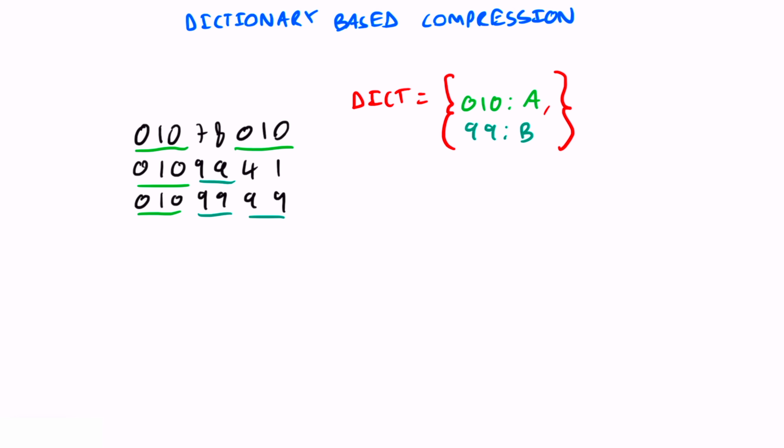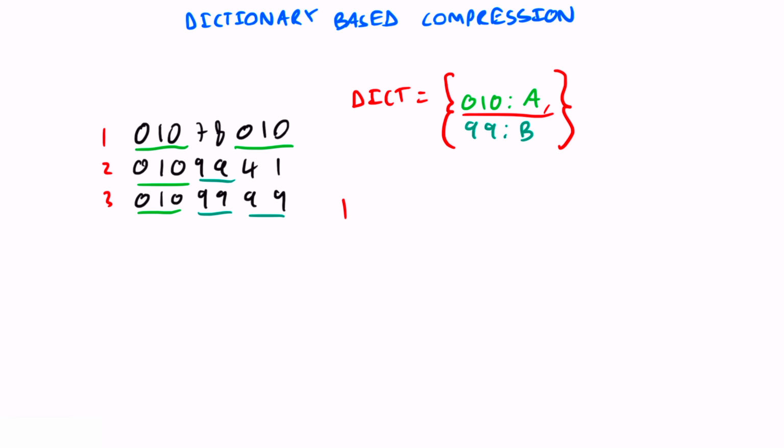Now we can use our dictionary to construct our compressed image. We have 3 rows. Row 1 is not going to be 0, 1, 0. It's going to be what 0, 1, 0 corresponds to in our dictionary, which is simply A. Then 7, 8, because that's not a repeating pattern. And then A again. Row 2 will be A, 9, 9, which corresponds to B, and 4, 1. And then our final row, row 3, is going to be A, B, B.